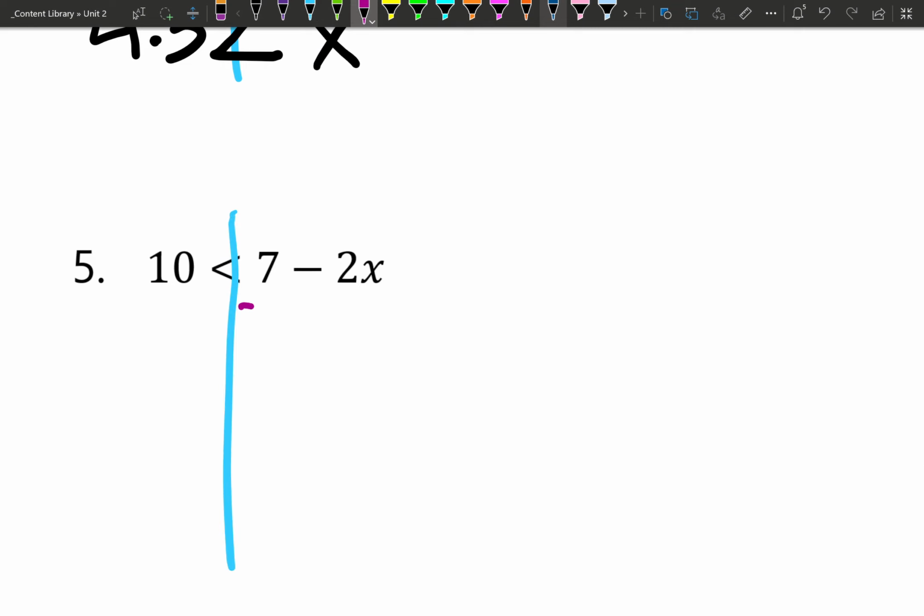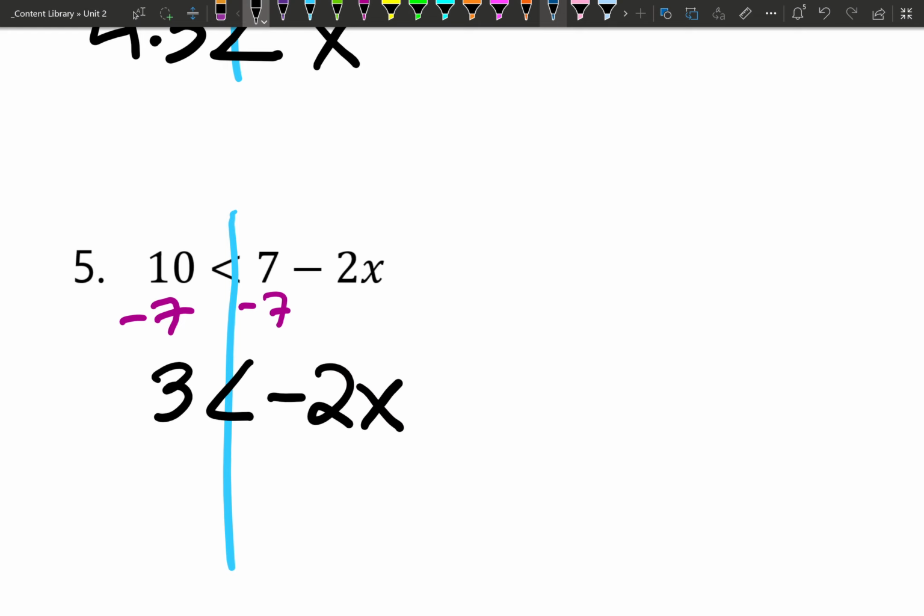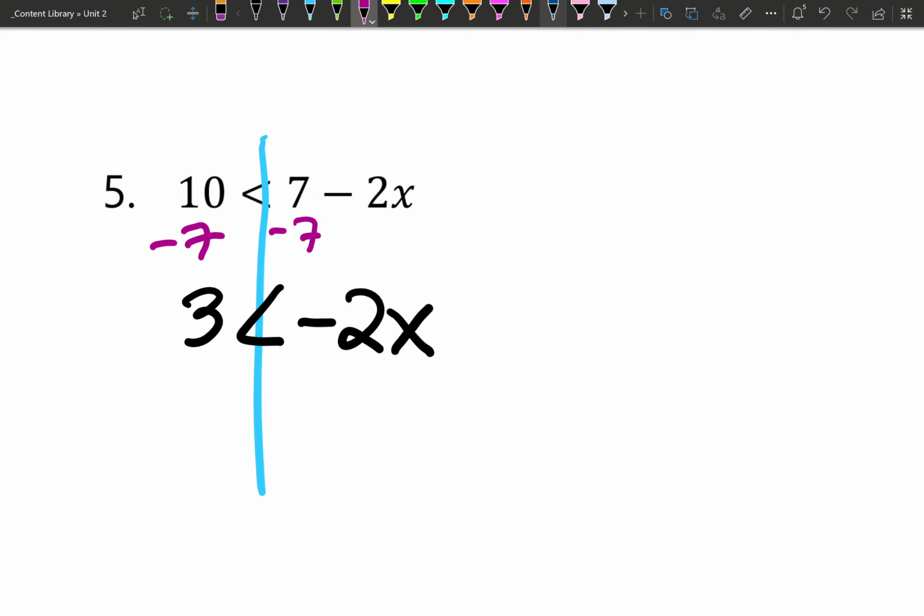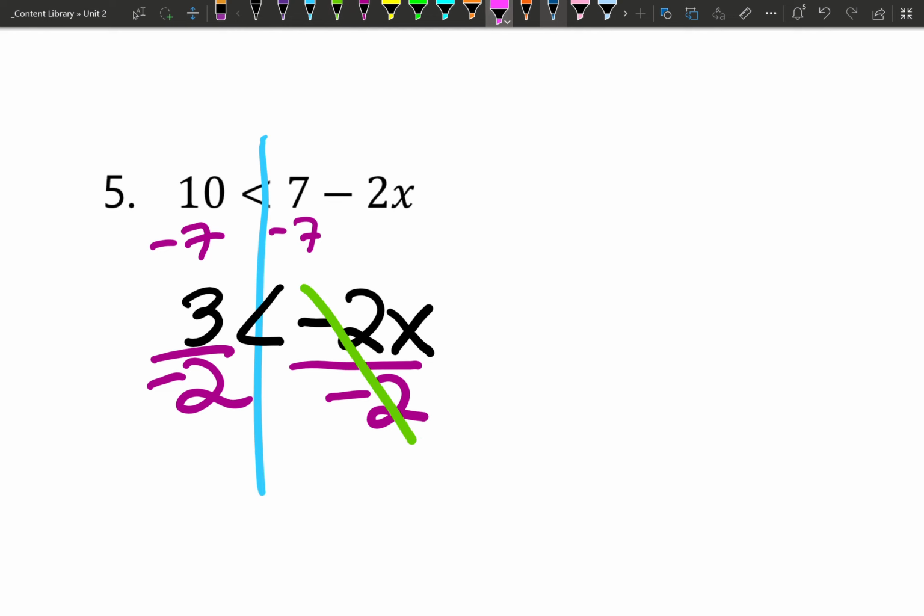The first step in number 5 is going to be to subtract 7 from both sides. Very careful, don't lose the negative in front of that 2x. Next, we have to divide by negative 2. Now, it's very tempting to add 2 because you see that negative, but negative 2x is negative 2 times x. So we divide. Since we're dividing by a negative, we have to remember to flip our symbol. So let's do that right away.